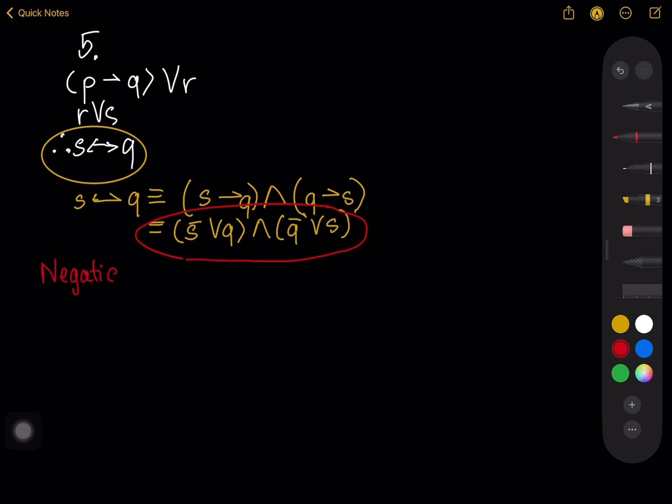Negation of P if and only if Q. Okay, I'm gonna use white.